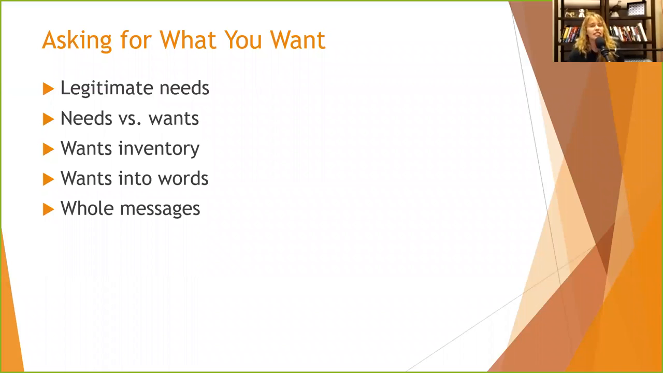Asking for what you want, identifying what your needs are, differentiating needs from wants. I want a Ferrari. I don't need a Ferrari. I need some reasonable, reliable method of transportation to get around town. I want a big, juicy hamburger. Do I need it? No. And, I need something to sustain me. So talking about the difference between wants and needs and having people identify what their needs are, but also what their wants are.